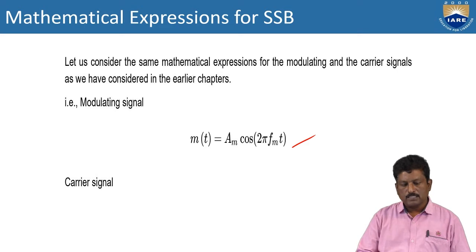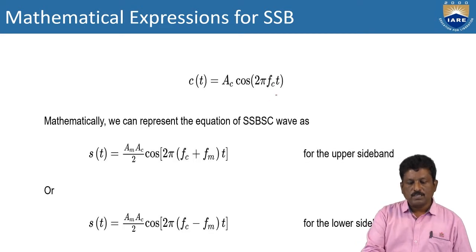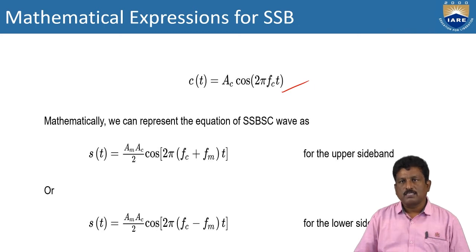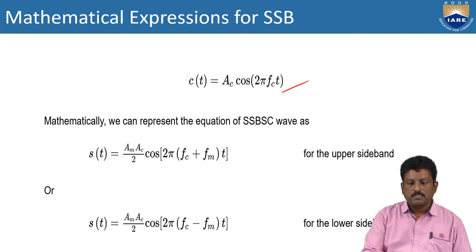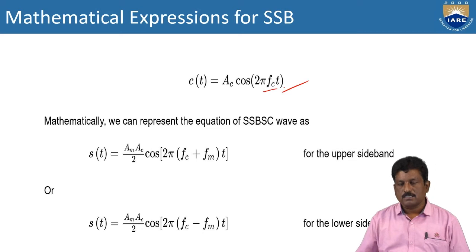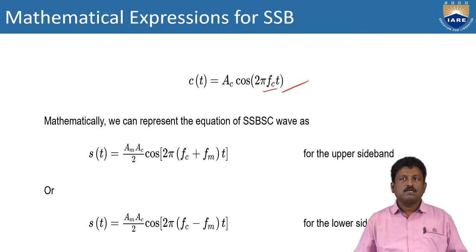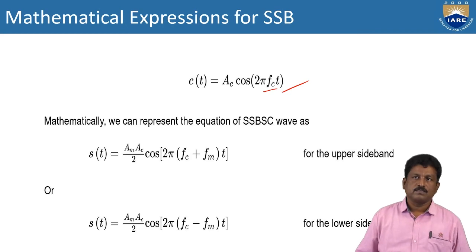Then coming to the carrier signal, c(t) equals Ac cos 2 pi fc t. Here also Ac is the magnitude of the carrier signal and fc is the frequency of the carrier signal. These are the input signals for the generation of any modulated wave, whether an amplitude modulated wave, a DSBSC wave, or an SSB single sideband modulated wave. These two are the input signals for the generation of the modulated waves.